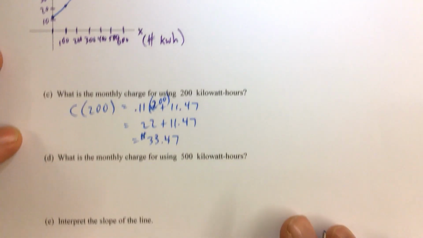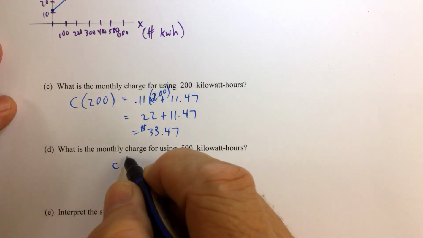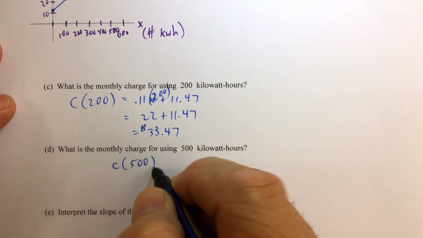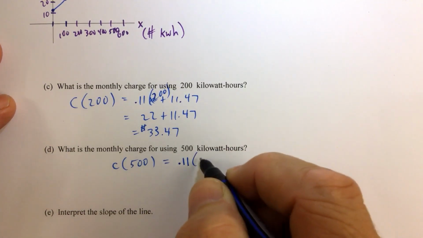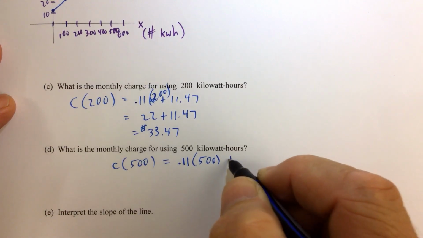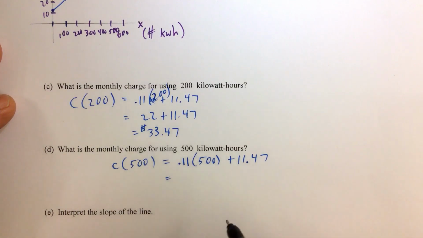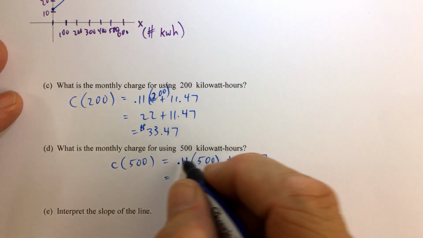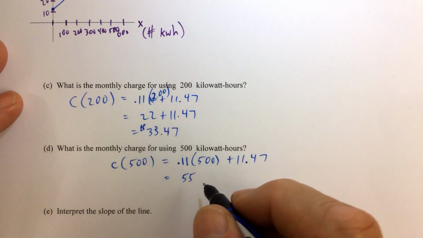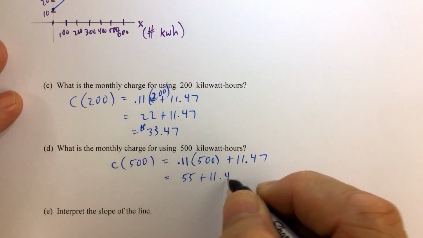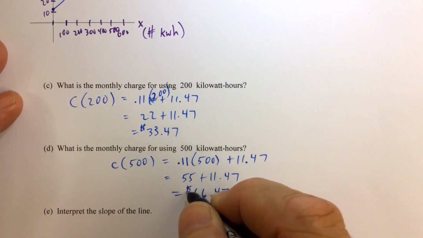Now, the monthly charge for using 500 kilowatt hours is the charge when x is equal to 500. We have 0.11 multiplied by 500, and we add 11.47. That's the monthly charge, regardless of how many kilowatt hours we use. 5 times 11 is 55, so 500 times 0.11 is 55. Then we have plus 11.47, and we get $66.47.